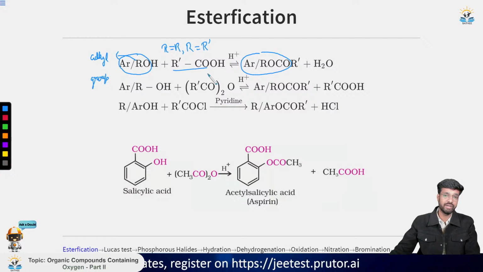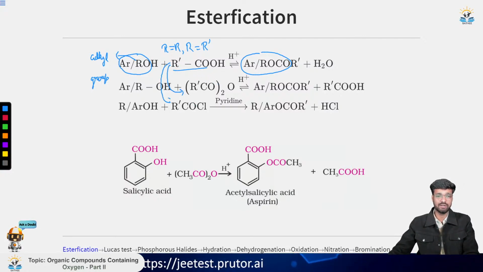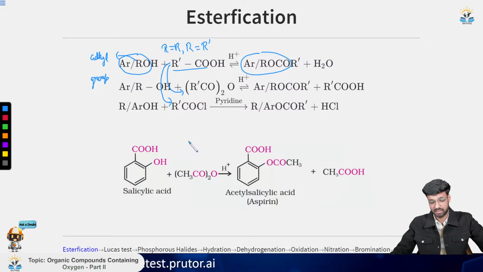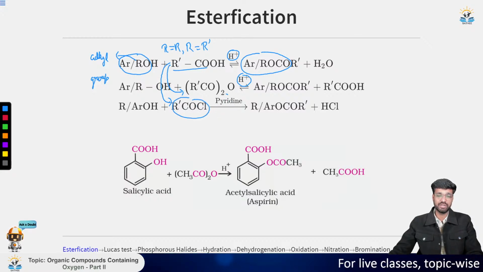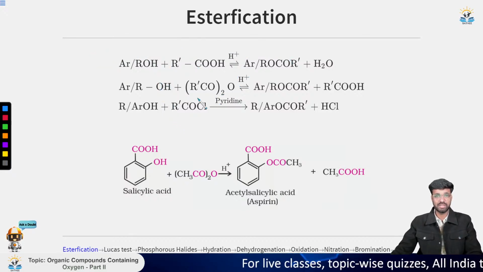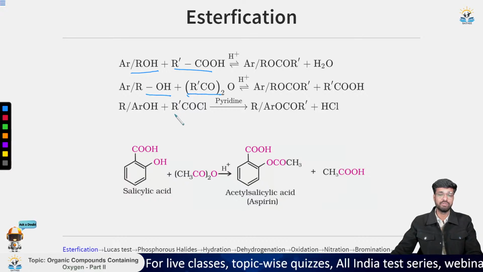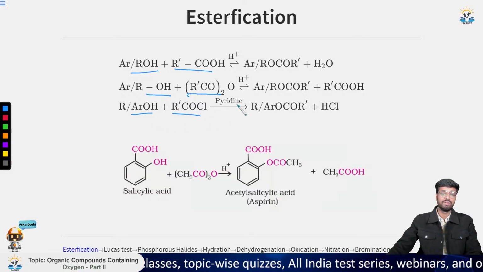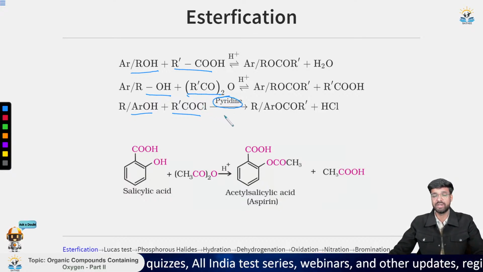Further, we can use a derivative of carboxylic acid also, like an acid anhydride or an acyl chloride, or you can say carbonyl chloride. All of the reactions are done in the presence of H plus, so acidic condition. Only the acid chloride reaction is done in the presence of a base, pyridine. So you can use carboxylic acid with alcohol, or acetic anhydride with alcohol, or acyl chloride with alcohol. The only difference is in the conditions: for acyl chloride we use pyridine, a basic condition.